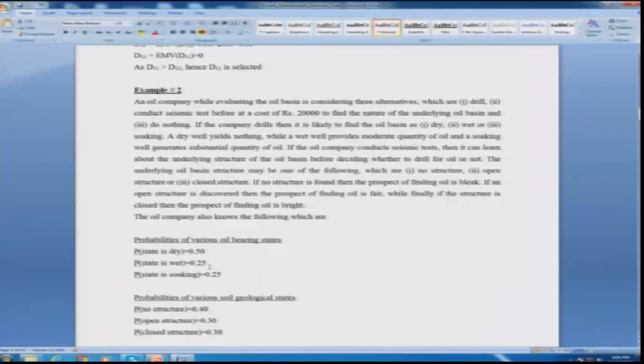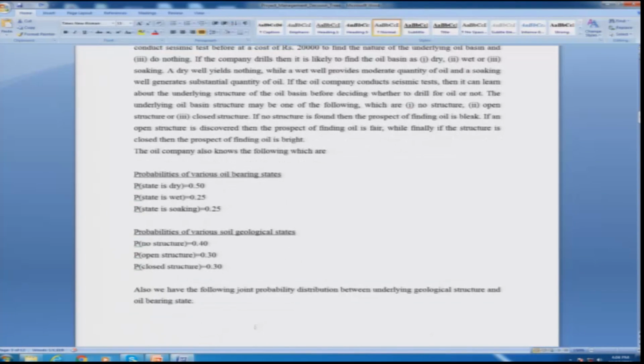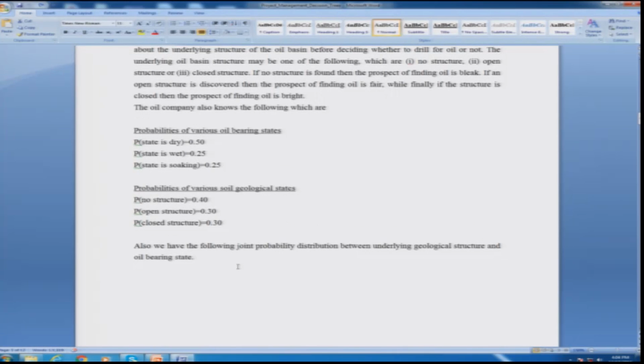So, here are the values. P means probability. The probability the state is dry is 50%, the probability it is wet is 25%, the probability it is soaking is 25%. If you add all of them up, it is 1, as it should be. Then I go to the probability of geophysical structure or geological states. No structure 40%, open structure 30%, closed structure 30%, again the sum is 1 as it should be.